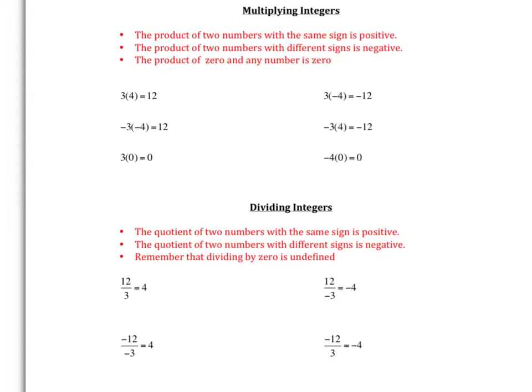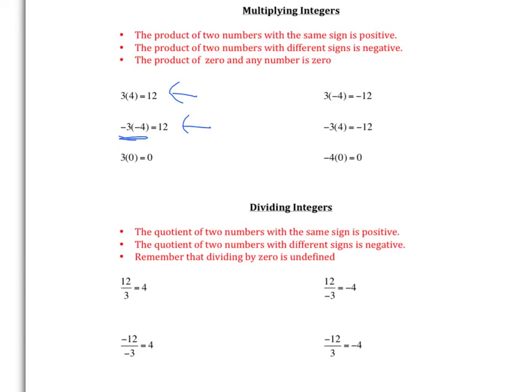When you're multiplying integers, when you have two numbers with the same sign, the product will be positive. Take a look here. 3 and 4 are both positive, so 3 times 4 would be positive 12. Here I have negative 3 times negative 4, but the product is still positive and comes out to 12.